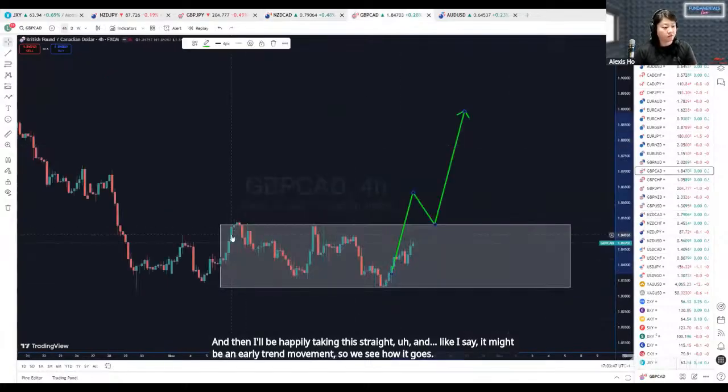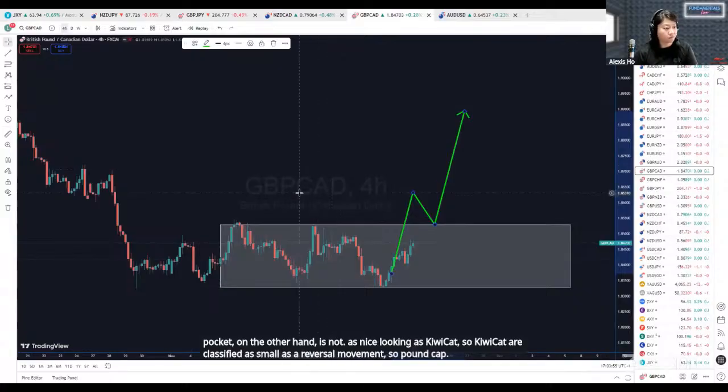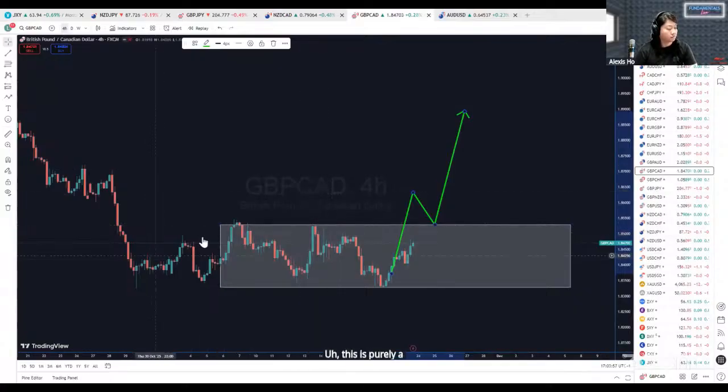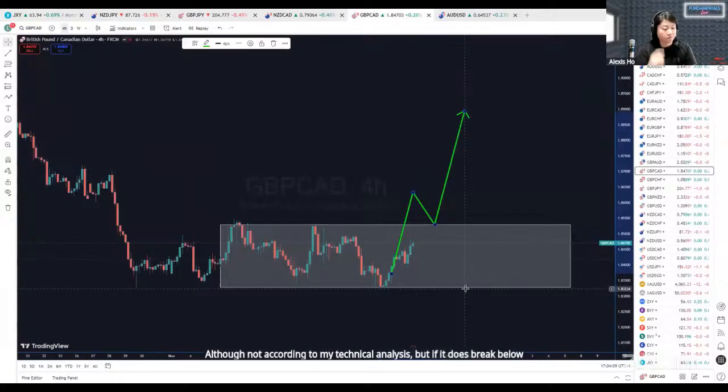Pound Cat, on the other hand, is not as nice looking as Kiwi Cat. So Kiwi Cat I'll classify more as a reversal movement, while Pound Cat is purely a breakout of this ranging movement. Just waiting for price to break, come back, and retest at the top. Now, in the event that it actually breaks below, although not according to my technical analysis, if it does break below, I'll be taking a much more cautious approach to trade it.